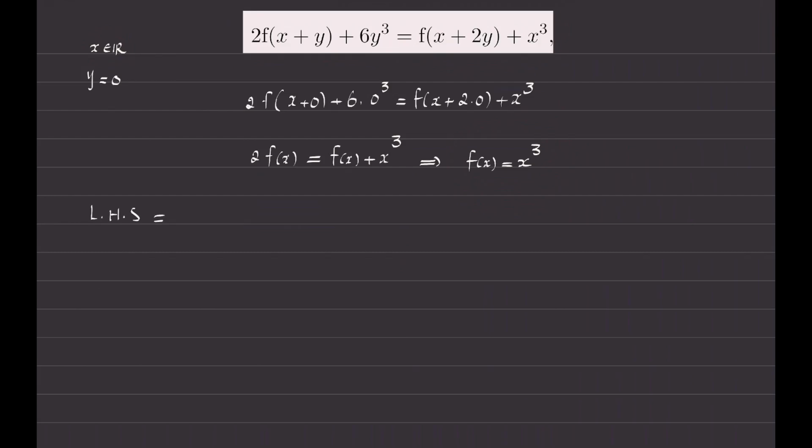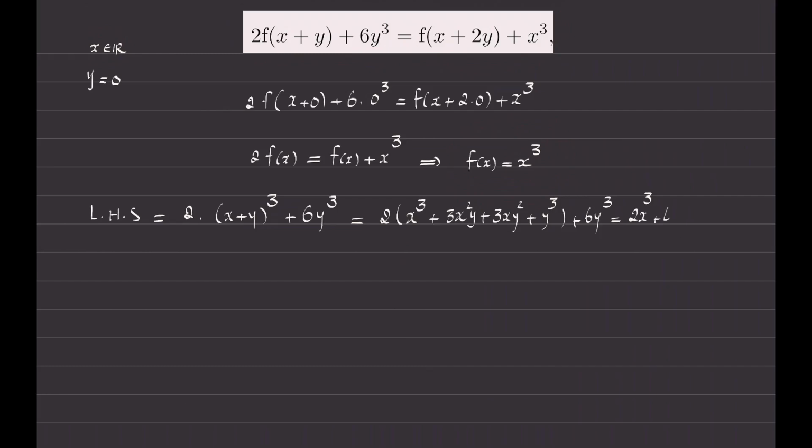On the left-hand side, I have to calculate this. For f of x plus y, I replace x with x plus y. So this becomes 2 times x plus y cubed, and then I have plus 6y cubed. If I open this, it becomes 2 times x cubed plus 3x squared y plus 3xy squared, and finally y cubed. And then I have another 6y cubed. If I multiply by 2 and simplify, it becomes 2x cubed plus 6x squared y plus 6xy squared, and then plus 8y cubed.